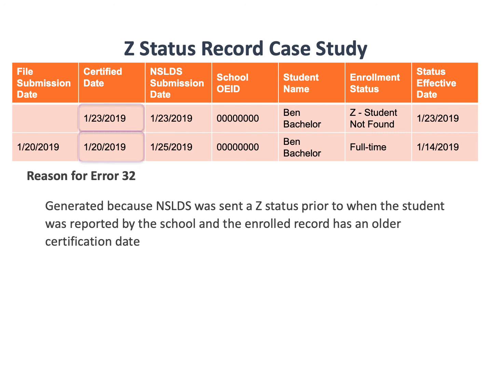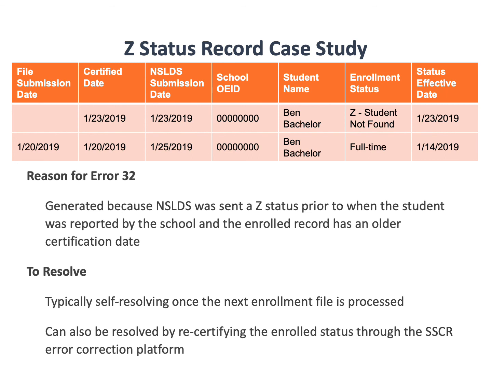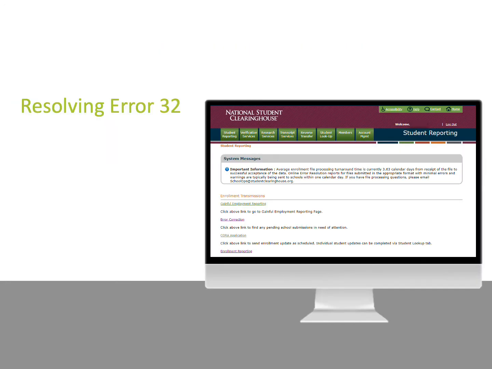Errors for this scenario are typically self-resolving once the next enrollment file is received and processed. They can also be resolved, like many of the other Error 32 scenarios, by recertifying the record through the SSCR error correction platform. However, typically the Error 32s in this scenario come in large amounts, so manual updates may not be possible. Now we will go over how to review and correct a student's record.